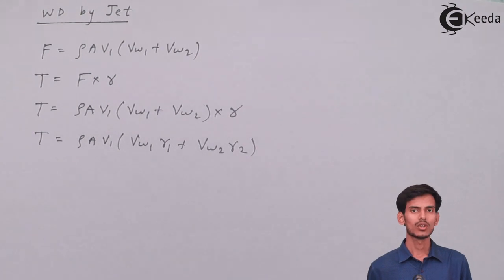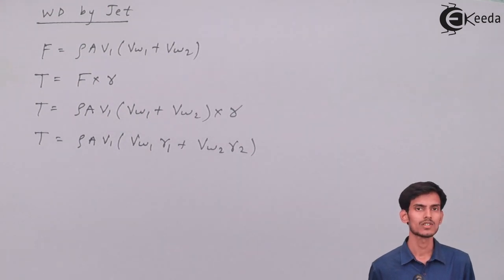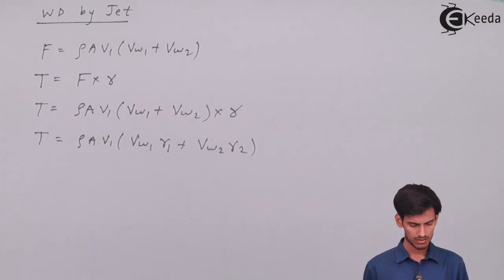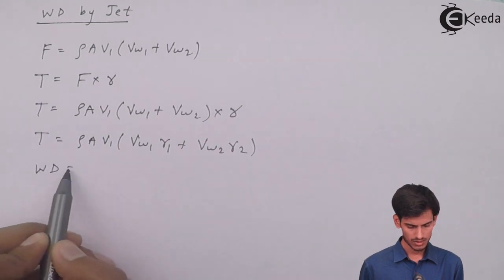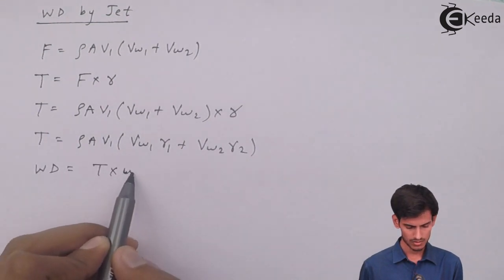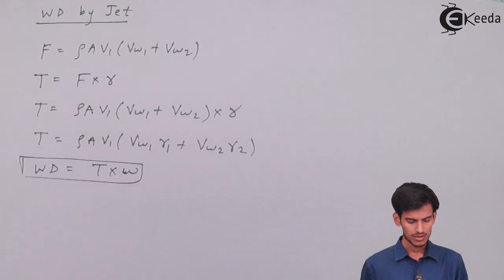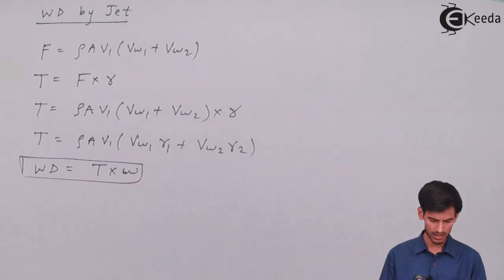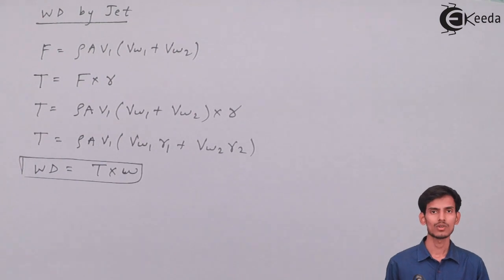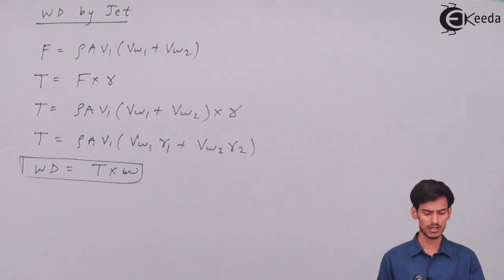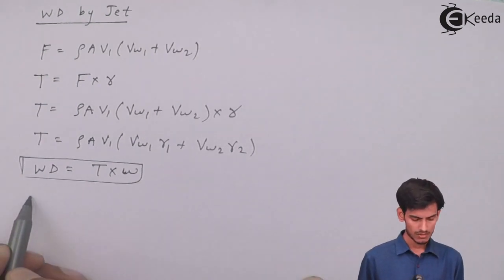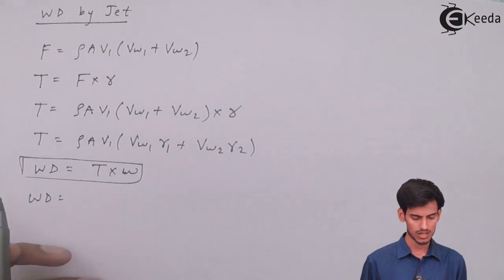Now, after getting torque from force, once you know torque, you can get work done. The basic formula for work done is torque into omega. In angular motion, as in linear motion where work is force into distance, similarly we have work is T into omega. So we know the value of torque, we know the value of omega. Let's multiply and get the value of work done.